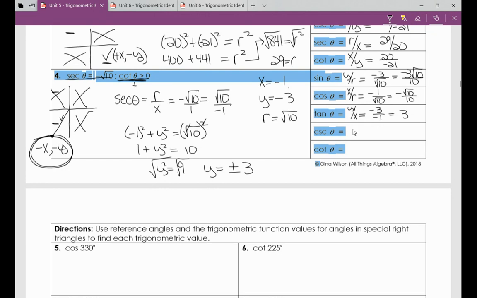Cosecant theta is r over y, so that would be square root of 10 over -3. You do not have to rationalize that because the radical is already in the numerator. And then the last one, cotangent, is x over y, so that would be -1 over -3, which would stay +1/3.